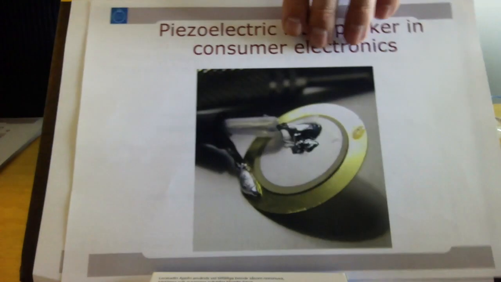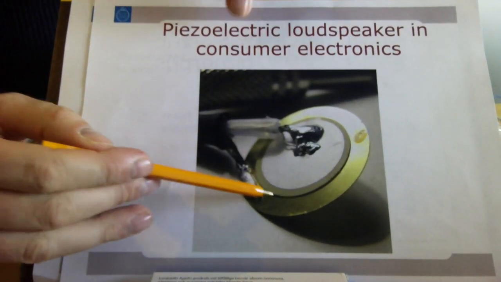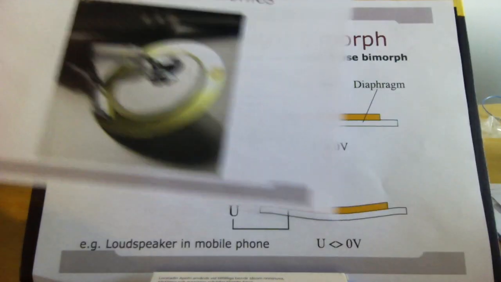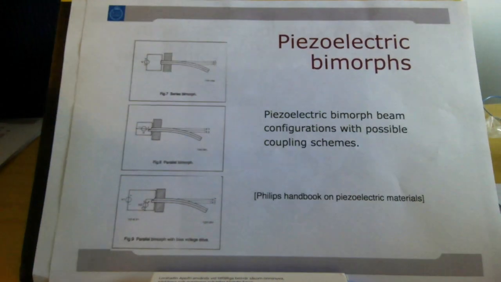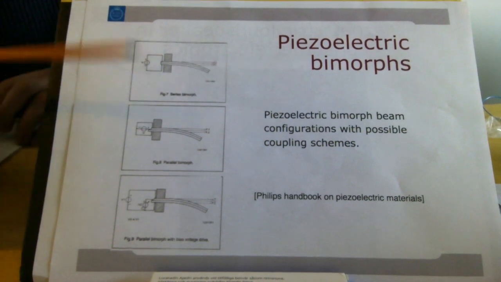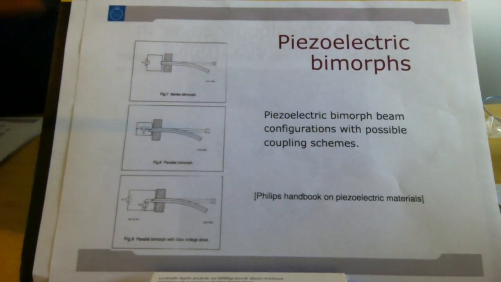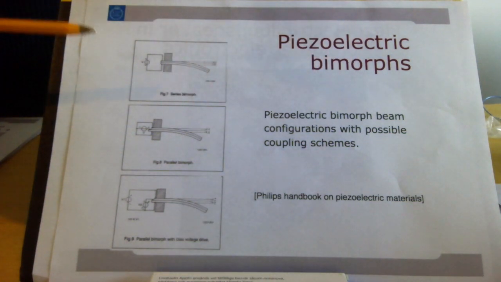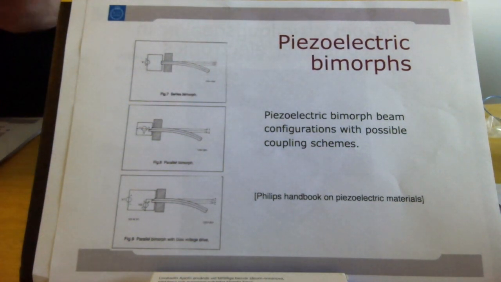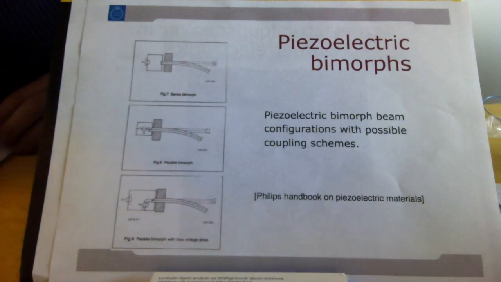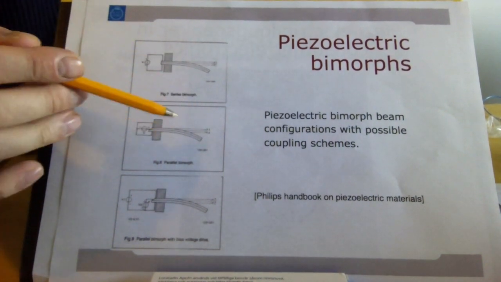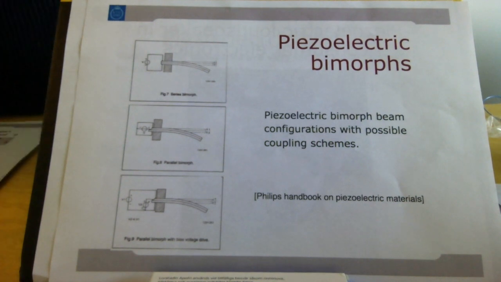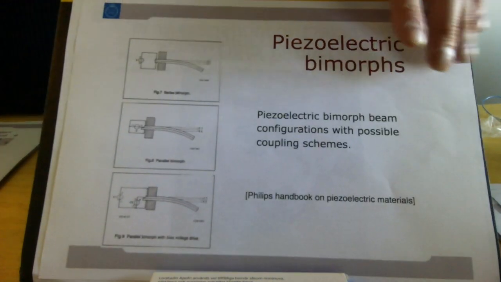Here you see how you use a piezoelectric material to make a bimorph between piezoelectric material and a brass plate. You can also do piezoelectric on piezoelectric, and then you can pull them either in the same direction or in the opposite direction. Depending on how you apply voltages or how you couple them, you can get either large displacement bimorphs or large force bimorphs. I'm not going to go into too much detail on this.